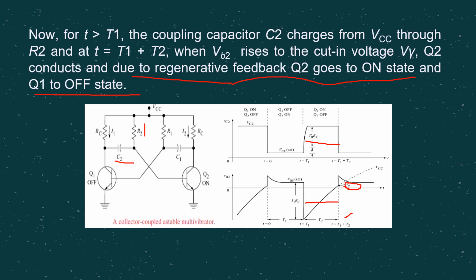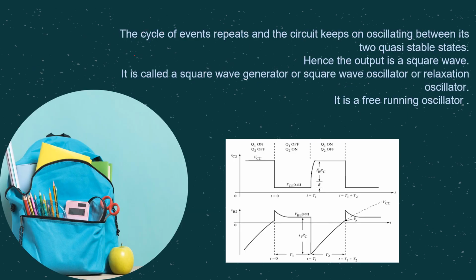This cycle of events repeats again and again, and the circuit keeps on oscillating between its two quasi-stable states. Hence the output is a square wave. It is called a square wave generator.